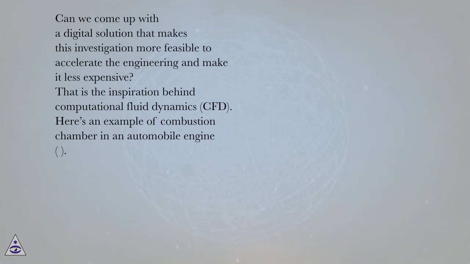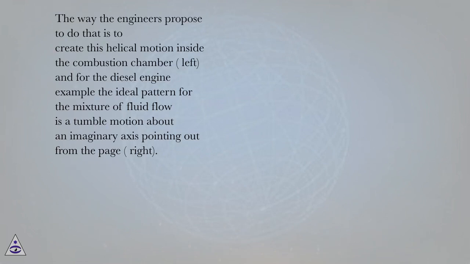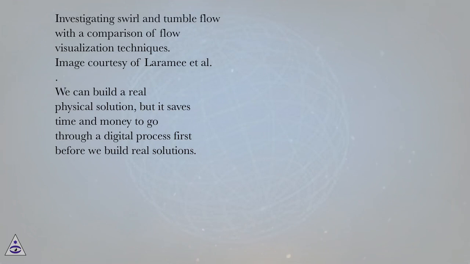Here's an example of a combustion chamber in an automobile engine. The engineer's goal is to obtain a perfect mixture of fuel to air. The way the engineers propose to do that is to create this helical motion inside the combustion chamber, left, and for the diesel engine example, the ideal pattern for the mixture of fluid flow is a tumble motion about an imaginary axis pointing out from the page, right. Investigating swirl and tumble flow with a comparison of flow visualization techniques. Image courtesy of Larame et al.